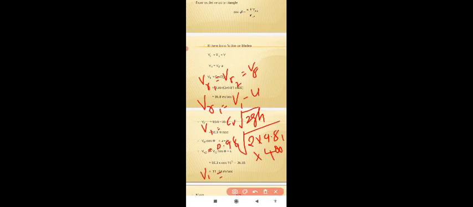V1 is equal to 86.8 meter per second. This is the V1 value. So, we know that VR1 is equal to V1 minus U. V1 is equal to 86.8 minus U, which is 36.5. So VR1 is equal to 50.3 meter per second.